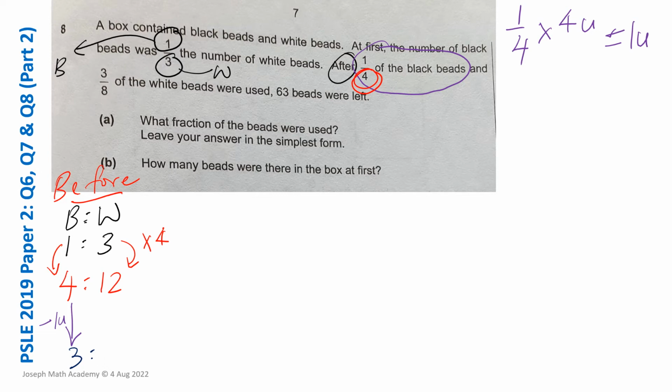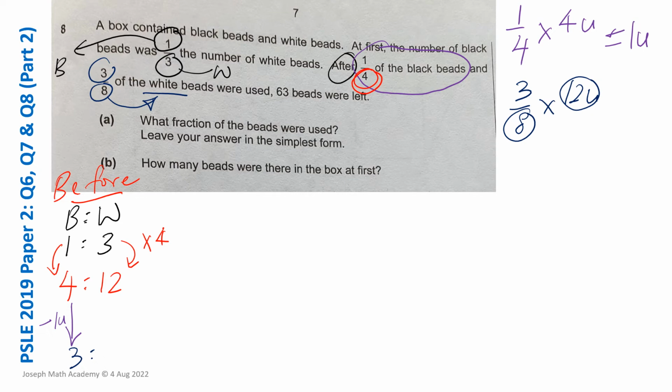Okay, right. Now, for the white beads, we have 3 out of 8, meaning the white beads should be a total of 8 units. But 12 is quite a difficult number to get 3 out of 8 of. Because 8 and 12, 12 cannot be divided by 8. Okay, that means 8 is not a factor of 12.